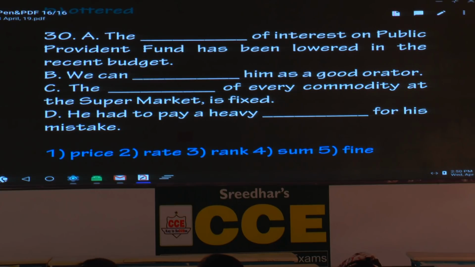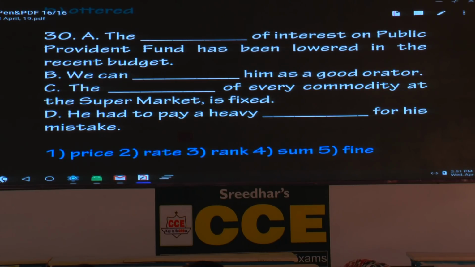The of interest on public provident fund has been lowered in the recent budget. The price of interest, a rate of interest. So you all know the word, we'll check with that word. The rate of interest on public provident fund has been lowered in the recent budget, right. We can rate him as a good orator, is also right. The rate of every commodity at the supermarket is fixed, is also right. He had to pay a heavy, rate is not correct.